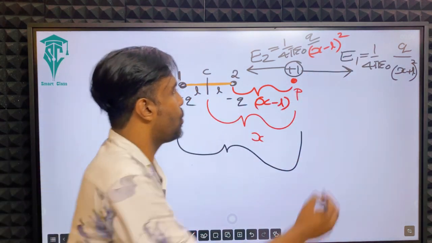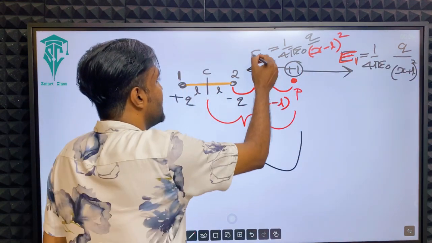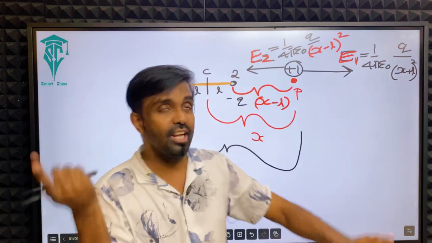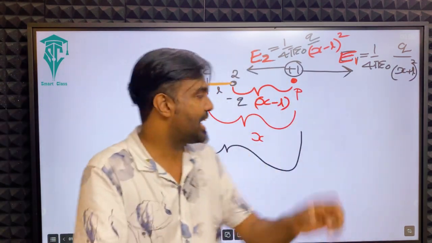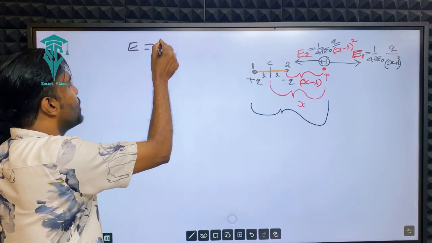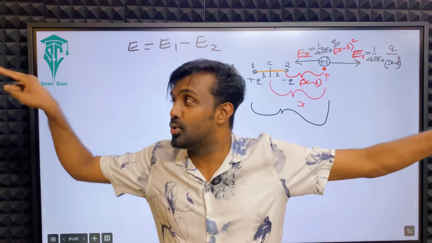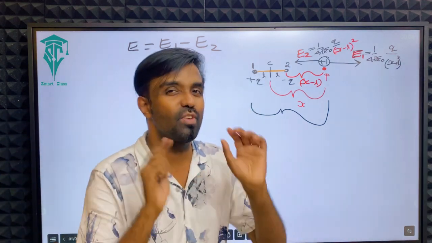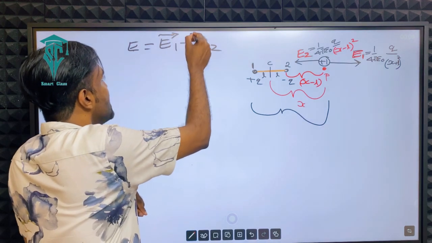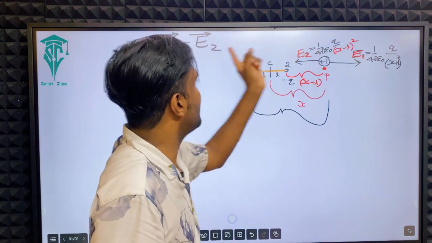Look here, E1 is the electric field intensity acting in that direction, and E2 is the other electric field intensity acting in this direction. So the net electric field intensity E is equal to E1 minus E2. Why? E1 is in that direction and E2 in this direction, both in opposite directions, so we have to subtract. This is a vector addition. With respect to the direction, we put that minus sign and place those values over there.